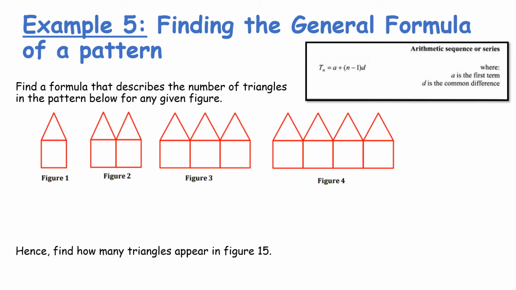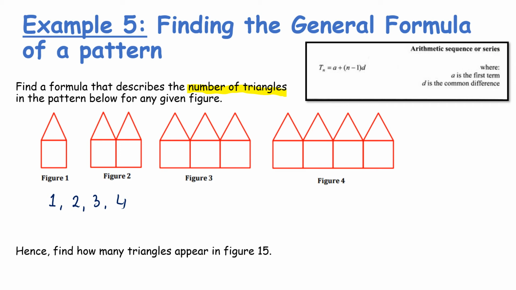So example 5, finding the general formula of a pattern. Find a formula that describes the number of triangles in the pattern below for any given figure. So here again, there's multiple shapes going on, and they've asked us specifically for the number of triangles. I'm going to work with the formula from our log tables, just because I find that a little bit more efficient, but if you prefer the table method, please go ahead. First thing we're going to do is write down the number of triangles as a sequence. So we have 1, 2, 3, 4.